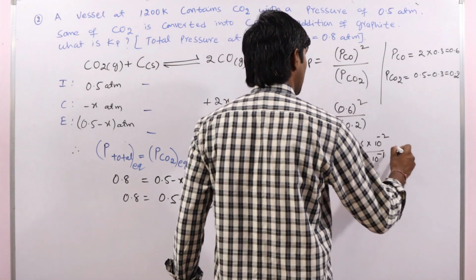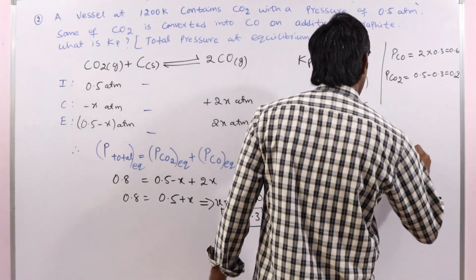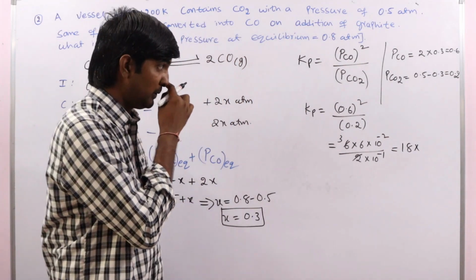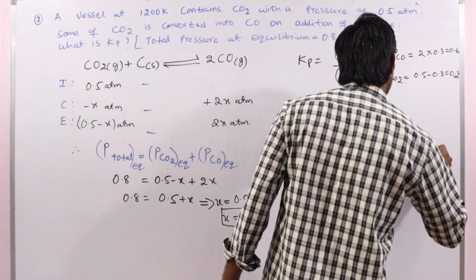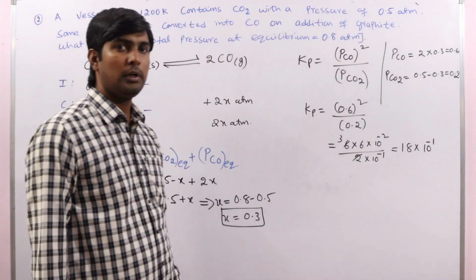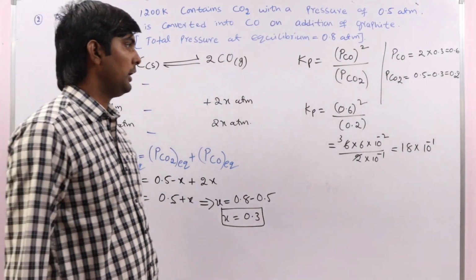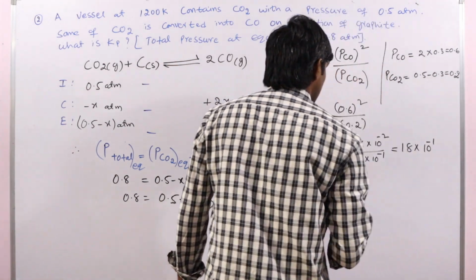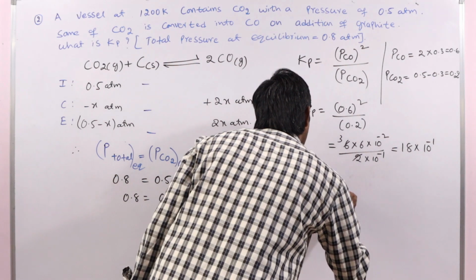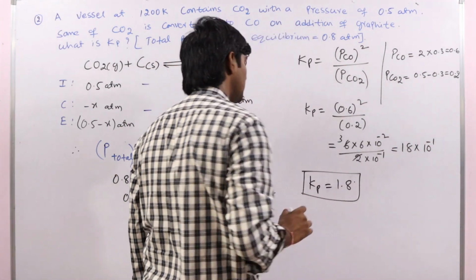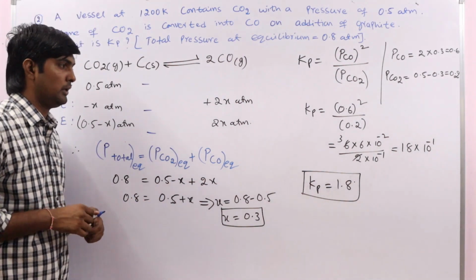This is 3 times, so that is 3 into 6, 18 into 10 power minus 1. The 10 power minus 1 in the denominator goes to the numerator and becomes 10 power 1. So we get 10 power minus 1, that is nothing but Kp is equal to 1.8. Kp is equal to 1.8.